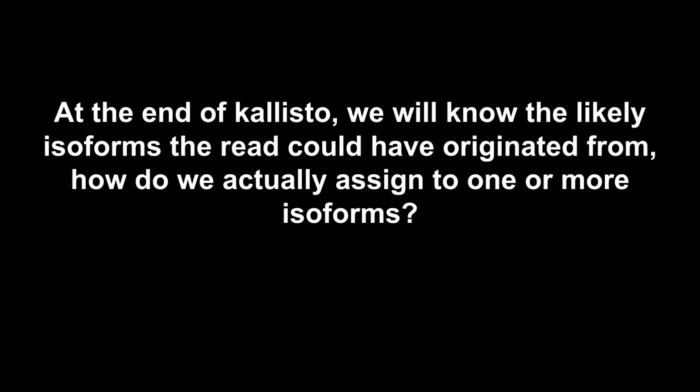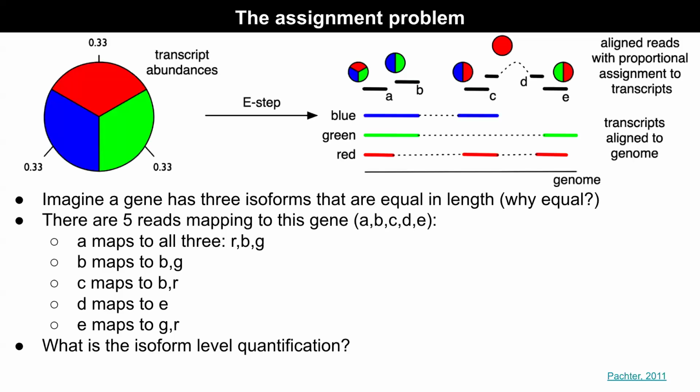I think it's also there in my slide, so I might just use it. Okay, it's much easier to do it. So imagine you have three different isoforms, right? So you have three isoforms which are red, blue, and green.